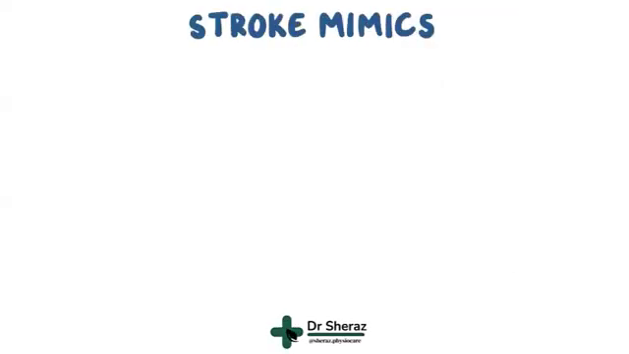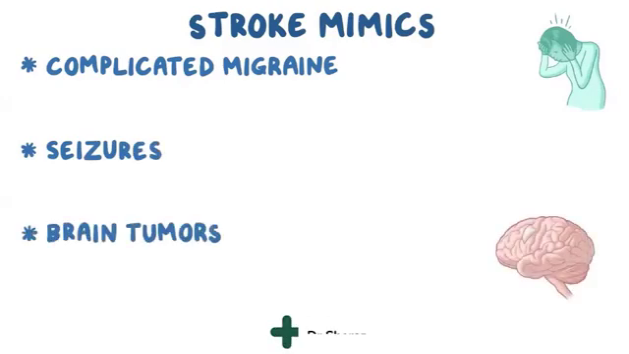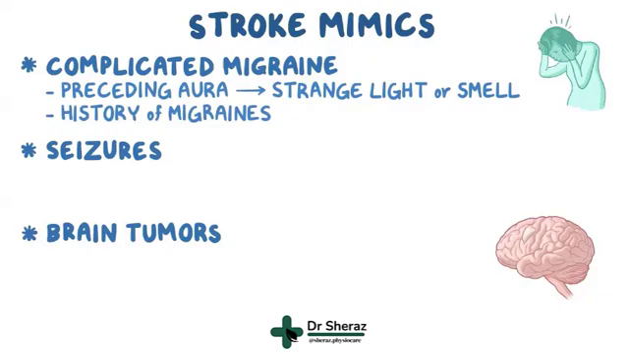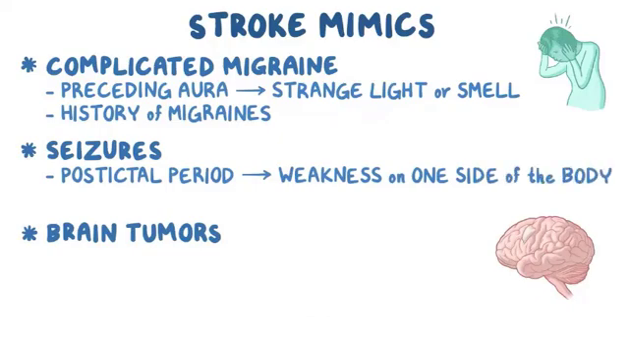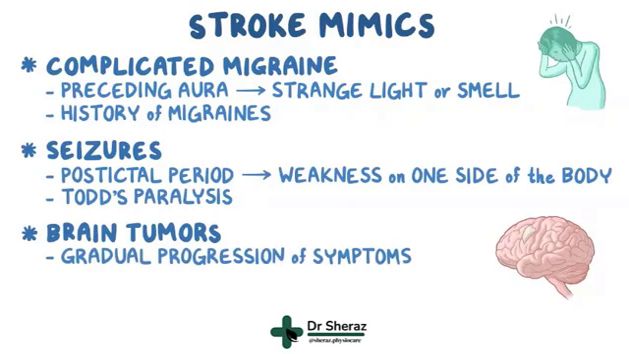Next, a quick history can help distinguish stroke victims from stroke mimics, which include complicated migraine, seizures, and brain tumors. Patients with complicated migraine will present with preceding aura, usually a strange light or smell, headache, and they'll have a history of these events. Patients with generalized seizures usually have a postictal period. Patients with brain tumors will often have a gradual progression of symptoms and can also have seizures.